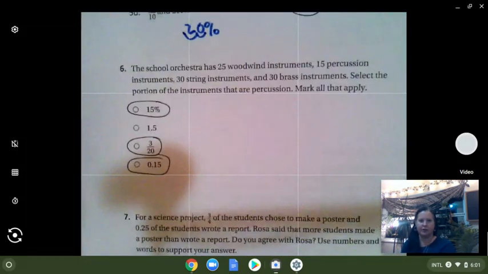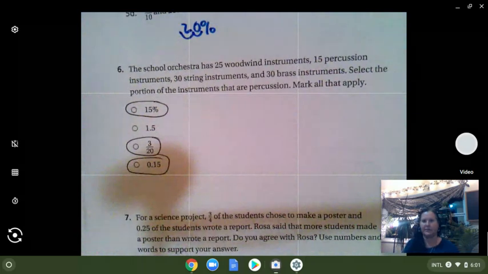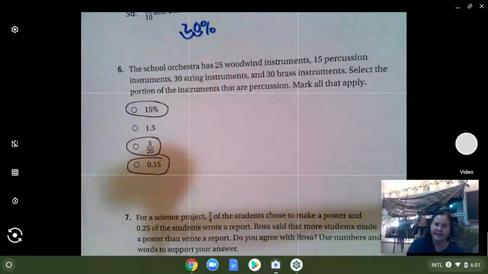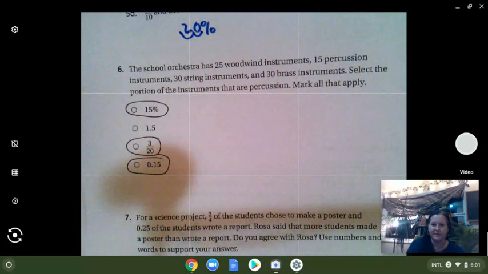All right, a school orchestra has 25 woodwind instruments, 15 percussion, 30 string instruments, and 30 brass instruments. Select the portion of the instruments that are percussion. Mark all that apply. So 15, so first I need to find out how many total. So I'm going to add those up. 30 plus 30 is 60. Another 15 would be 75. 75 plus 25 is 100. So it's going to be 15 out of 100, or 15% are percussion instruments.